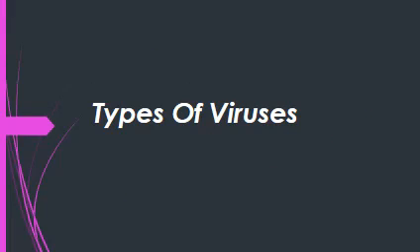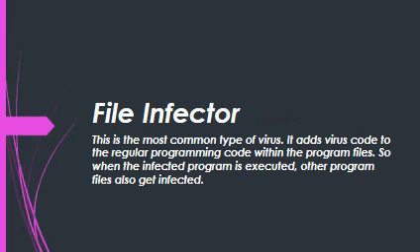And the next topic is types of virus. And the first one is file infector. This is the most common type of virus. It adds virus code to the regular programming code within the program files. So when the infected program is executed, other program files also get infected.